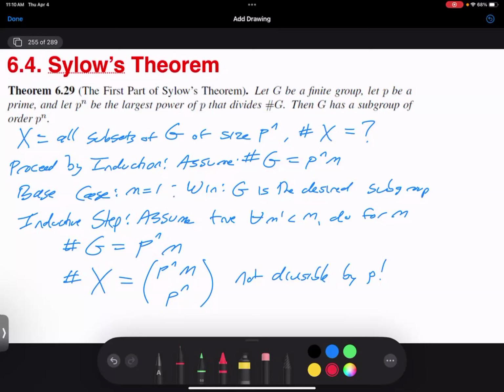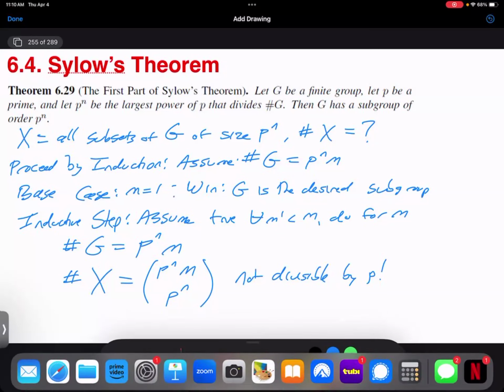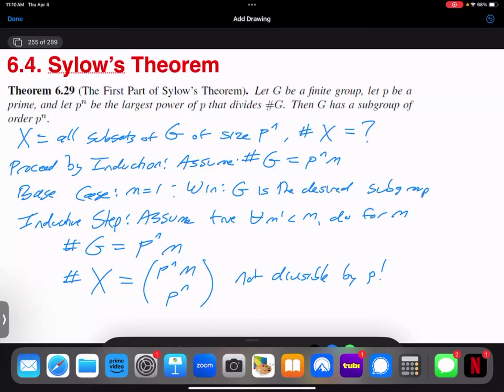Okay. All right, so this is definitely a good place to stop. This finishes what we're going to do of chapter 6, and then I think we're going to be moving on to chapter 8 next.